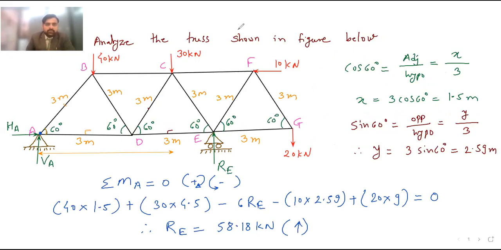So here you can start the numerical by solving the joint where it has two unknowns. If you see joint A, AB and AD, two unknowns are there. So we can start from joint A. Then at G also, GF and GE are the two members. So we can start from joint G also.